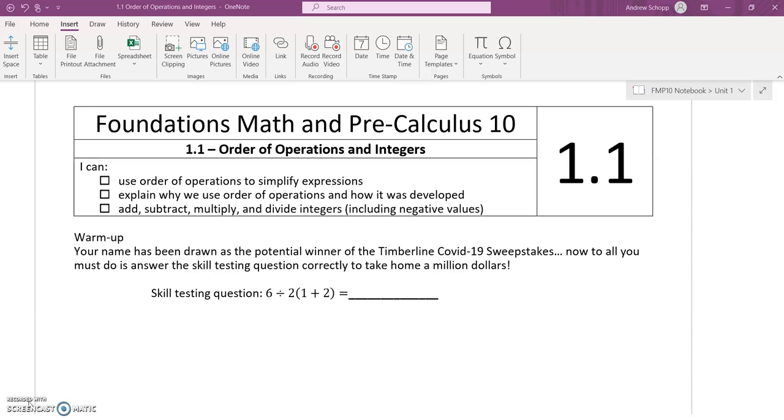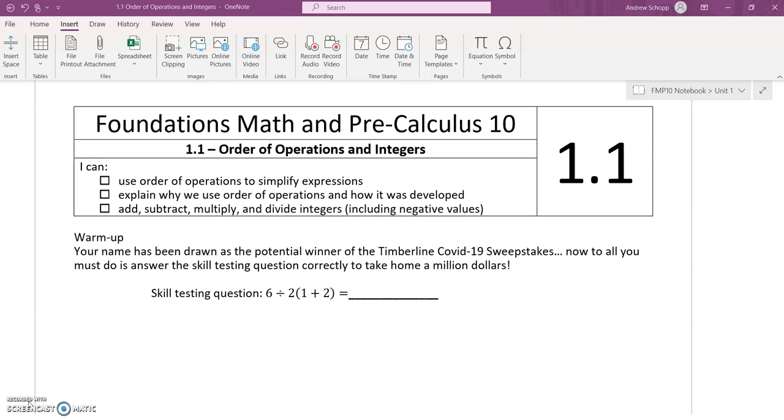And you can add, subtract, multiply, and divide integers, which, most importantly, includes negative values. There are so many mistakes that are commonly made when we're adding, subtracting, multiplying, and dividing negative values. So I just want to review that quickly to make sure you're all on the right track.